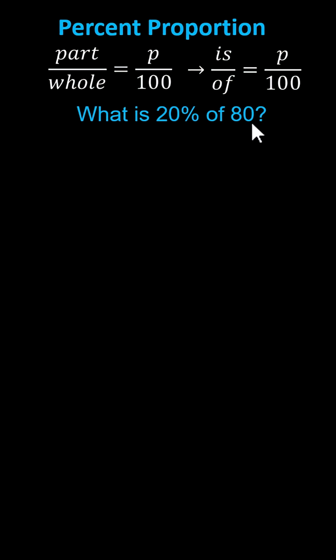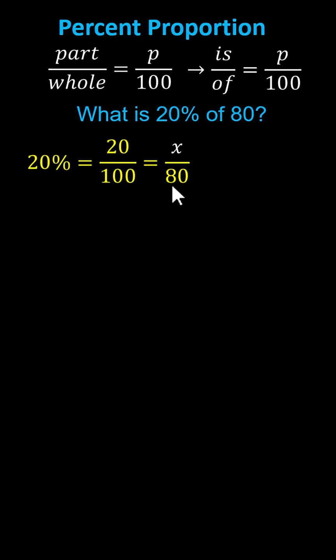What is 20% of 80? Because we're given the percentage, we know one ratio is the ratio of 20 to 100. And because we're looking for 20% of 80, 80 is the whole, the part is unknown. Let's write the proportion as the ratio of 20 to 100 equals the ratio of x to 80.